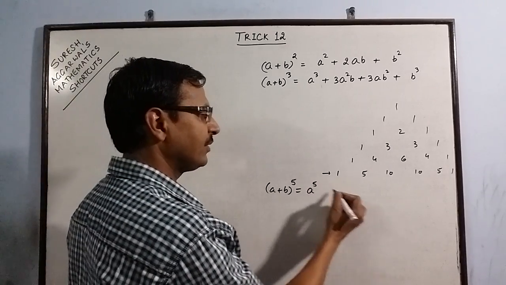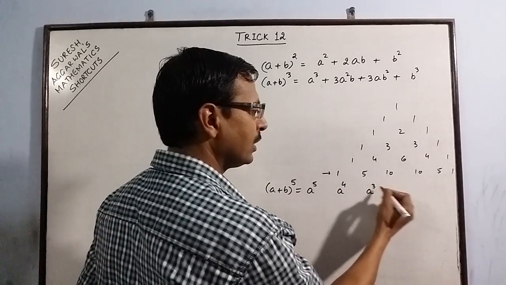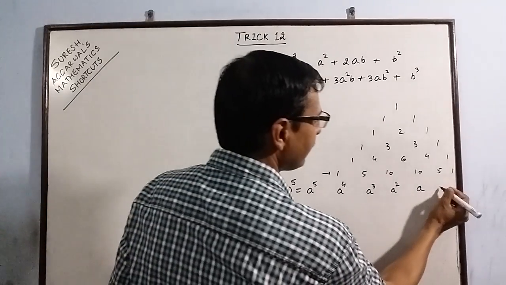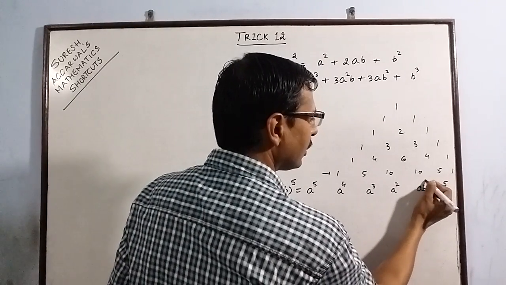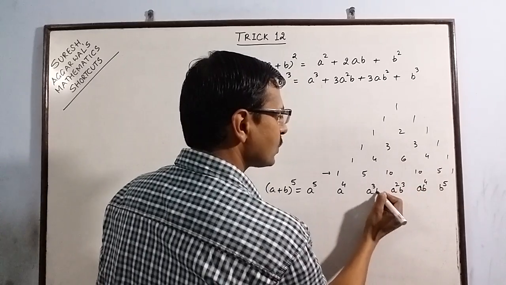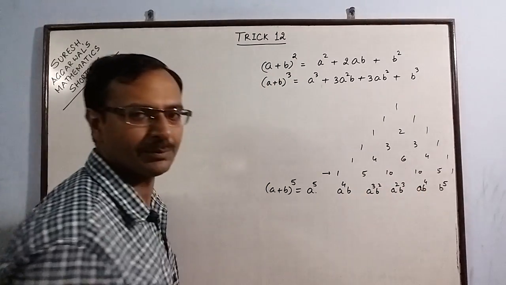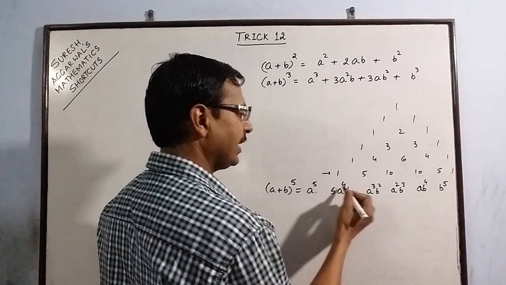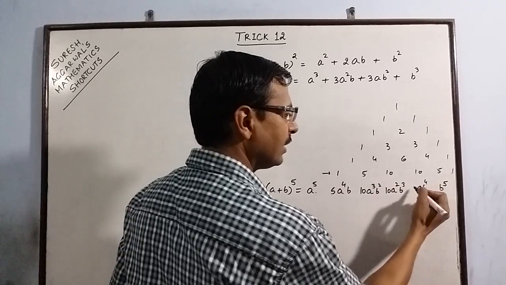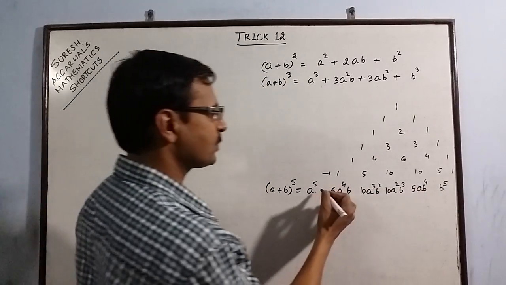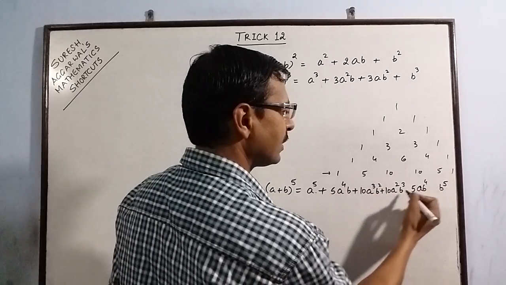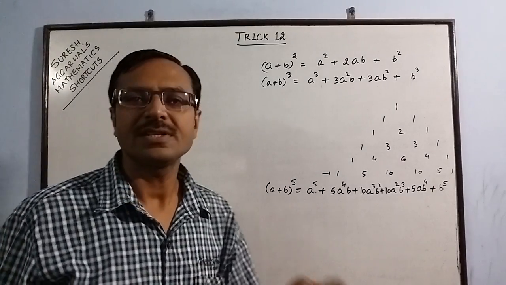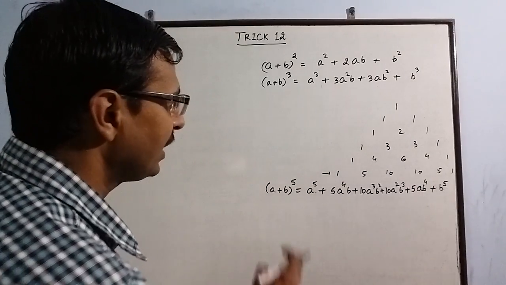We start from a^5, a^4, a cube, a square, a and no a. From here we start with b^5, b^4, b cube, b square, b and no b. Then write the coefficients 1, 5, 10, 10, 5 and 1, and just put positive signs in between all terms. This gives us the expansion of (a + b) raised to power 5, which we can find in just a matter of 10 seconds.